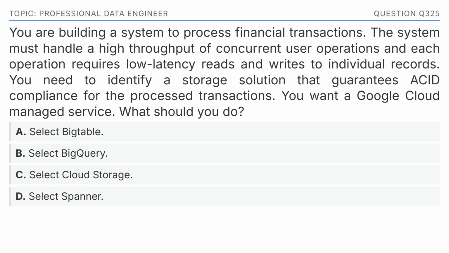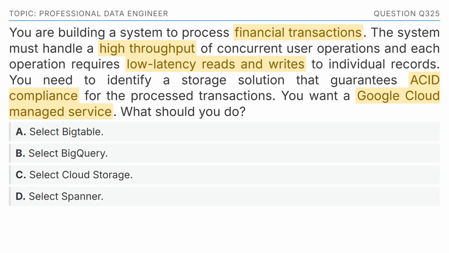What should you do? The options are: Option A, select Bigtable. Option B, select BigQuery. Option C, select Cloud Storage. Option D, select Spanner. To arrive at the correct answer, we focus on the keywords: financial transactions, high throughput, low latency reads and writes, ACID compliance, Google Cloud managed service. The correct answer is option D, select Spanner.